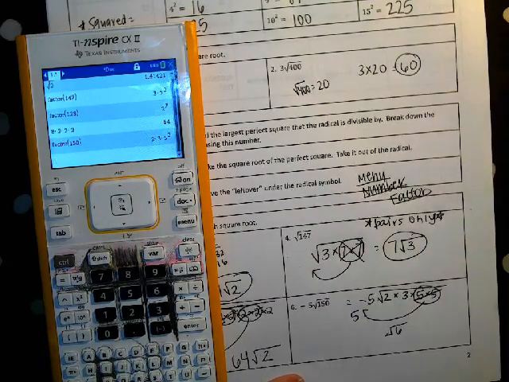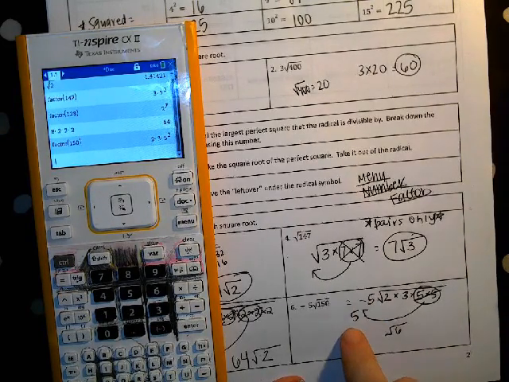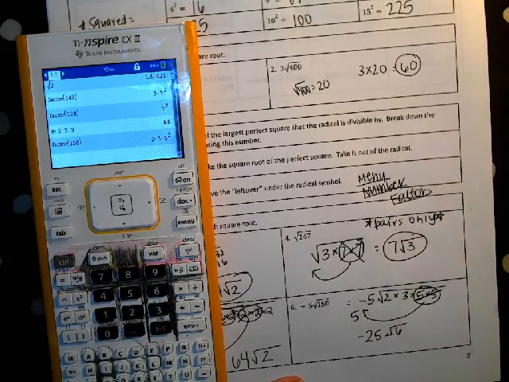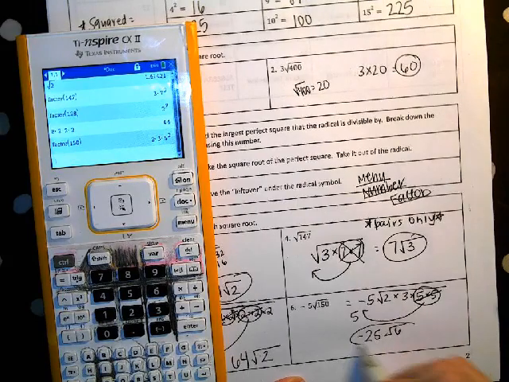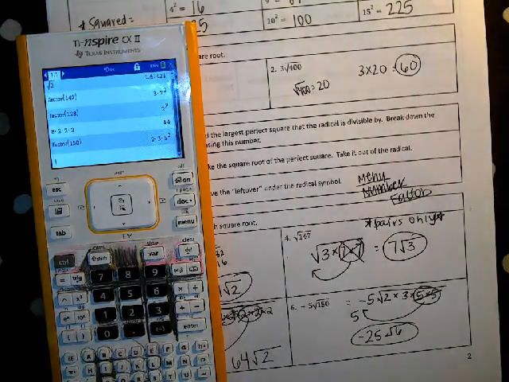Then on the outside, -5 times 5. If you need to use a calculator, use a calculator. Should give you -25. Square root of 6 is not in my perfect square list up there, so that's my answer. All you're doing is looking for the pairs underneath your radical.